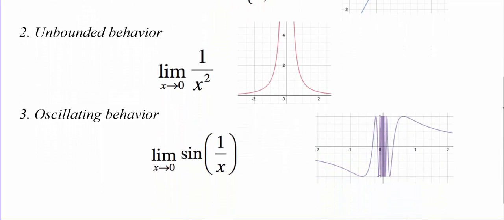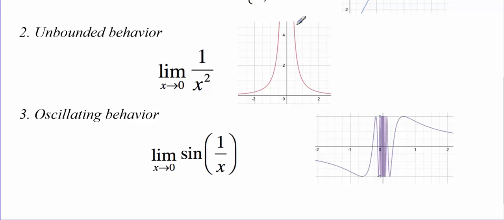Another possibility for the limit not existing is when we have unbounded behavior. So on number 2, the example you see here, even though you could try to argue they're headed to the same place on the left and right, it seems kind of weird to say what's the limit and then say it's infinity. That kind of is oxymoronish.